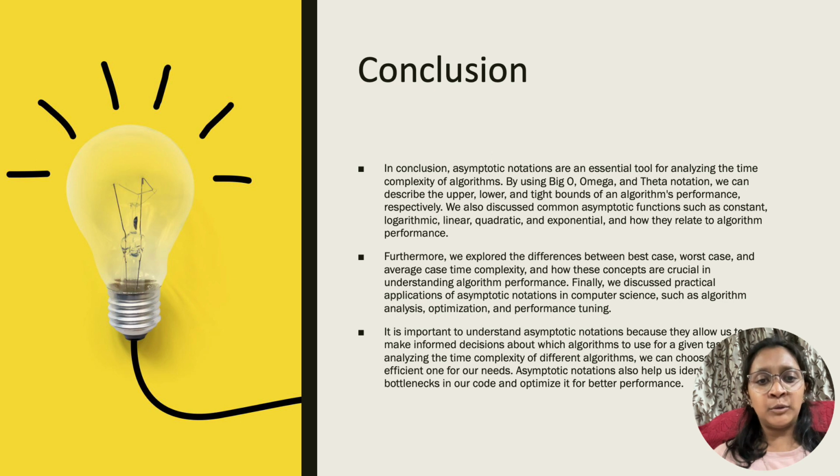It is important to understand asymptotic notations because they allow us to make informed decisions about which algorithms to use for a given task. By analyzing the time complexity of different algorithms, we can choose the efficient one for our needs. Asymptotic notations also help us identify the bottlenecks in our code and optimize it for better performance.